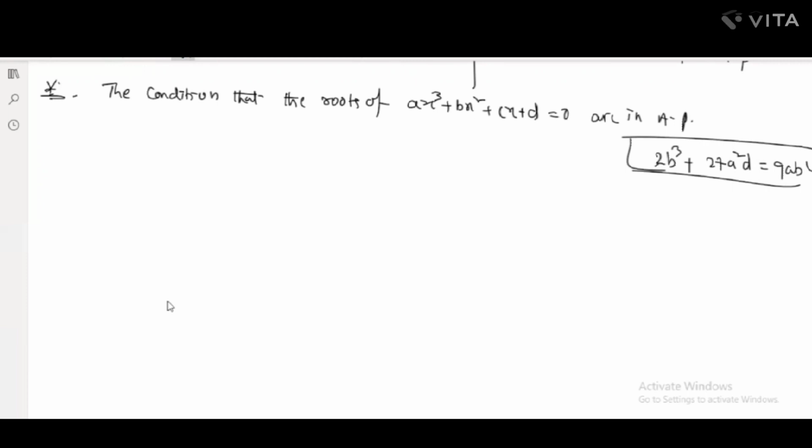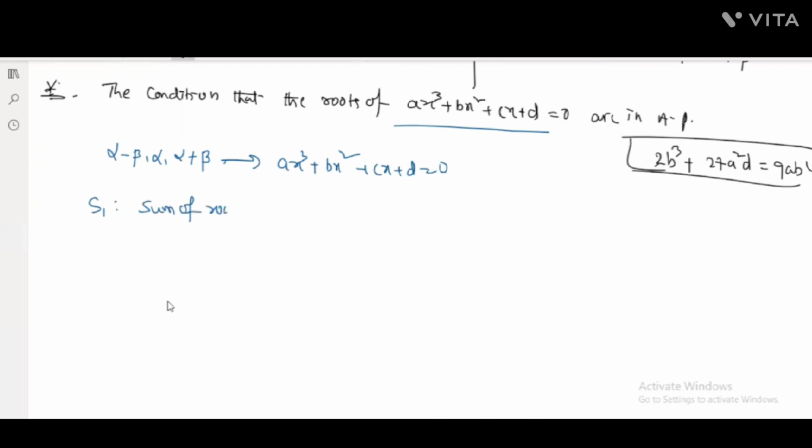The method is, when the roots of a cubic equation are in AP, as we just discussed, we assume the roots as alpha minus beta, alpha, alpha plus beta. Let these be the roots of ax cube plus bx square plus cx plus d is equal to 0. Then S1 is the sum of roots: alpha minus beta plus alpha plus beta is equal to minus b by a. Minus beta plus beta cancel, so we get 3 alpha is equal to minus b by a. So from here we get alpha is equal to minus b by 3a.